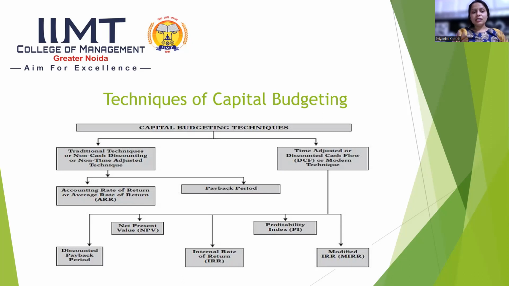Under the traditional techniques, there are two basic methods: accounting rate of return or average rate of return, that is called ARR, and the payback period method. In the payback period method, we discuss how many years it will require to recover the initial investment. All right. So these are some techniques of capital budgeting.